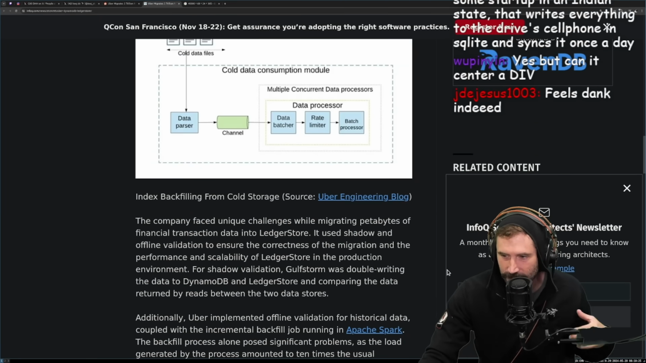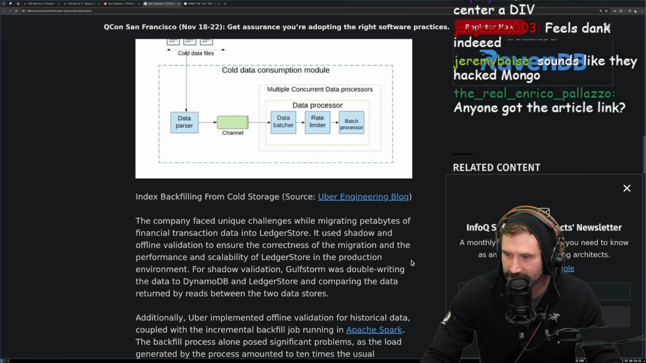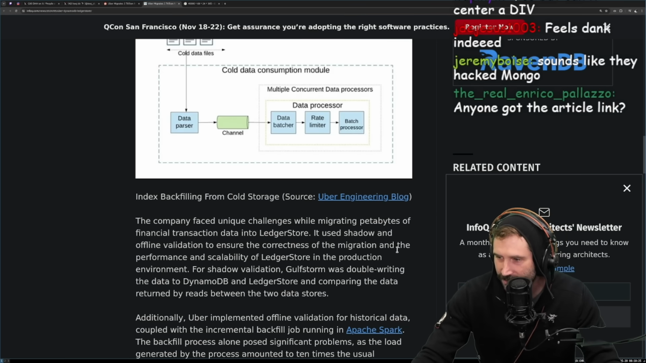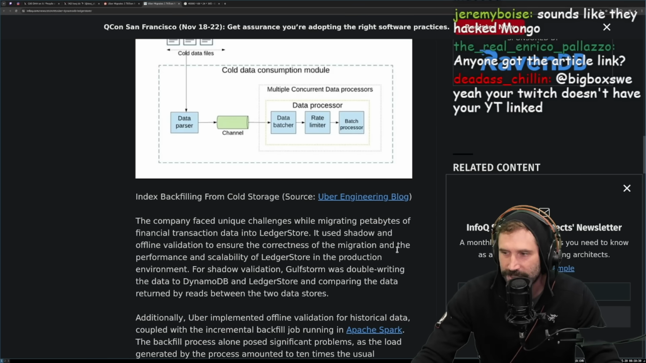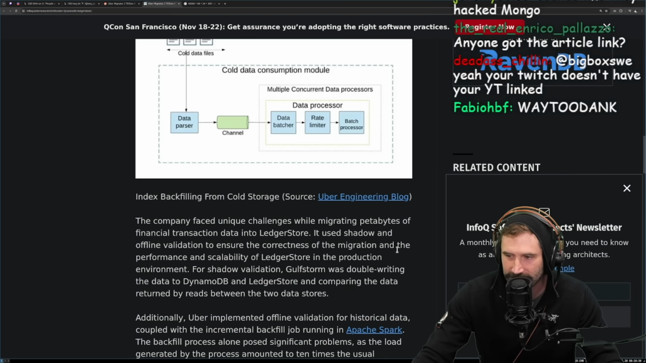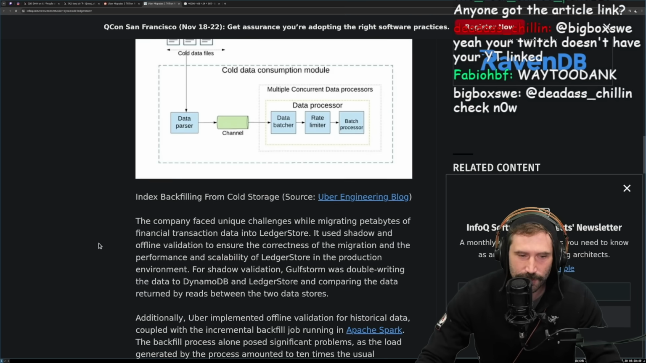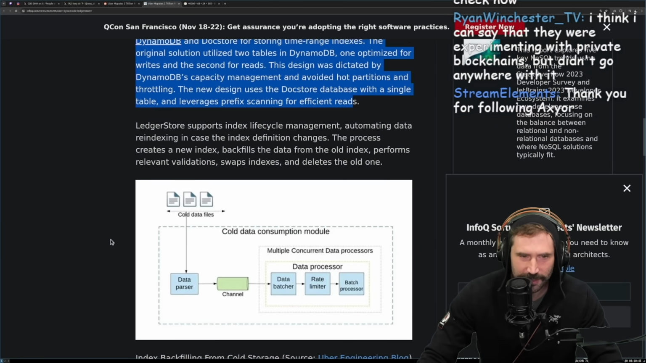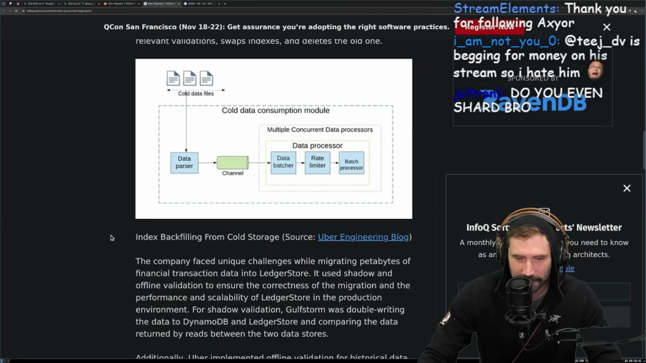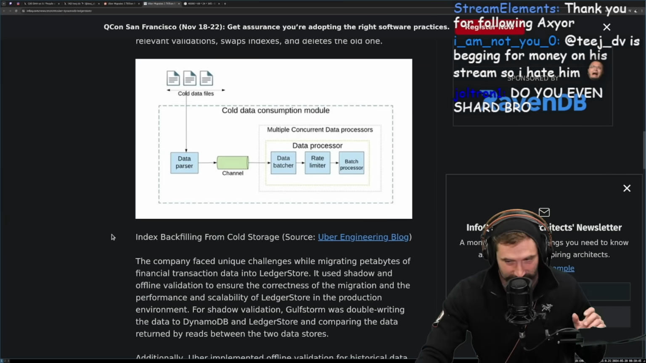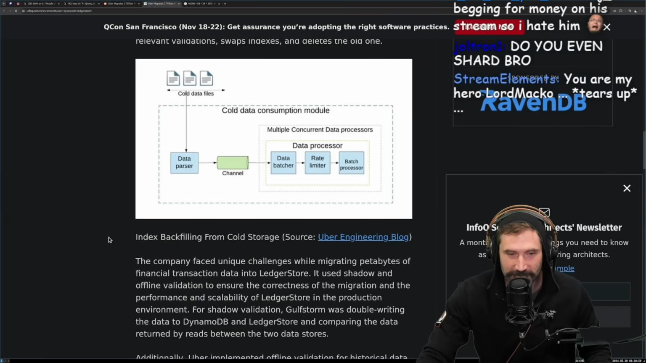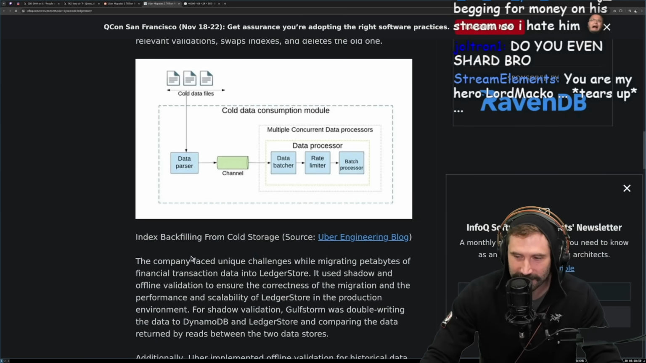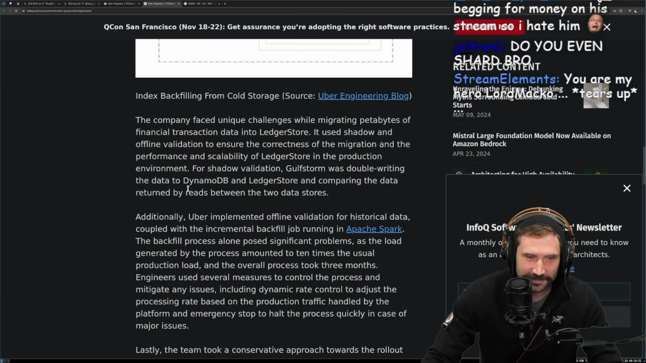Meanwhile, there's probably some startup in an Indian state that writes everything to the drive, cell phone in SQLite, and syncs once a day. You're probably right. Partition instead of partitioning, because SQLite can have 2 billion databases, right? 2.2 billion databases. So theoretically, you could just partition everything by like car, right? You could just shard on car, sync every 30 minutes. Lord Mako, appreciate that. Anyways.